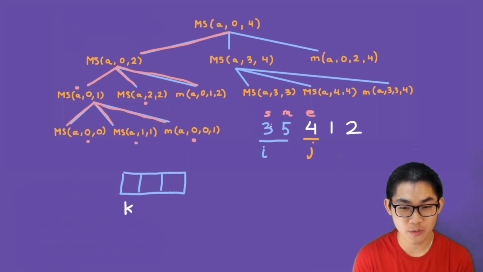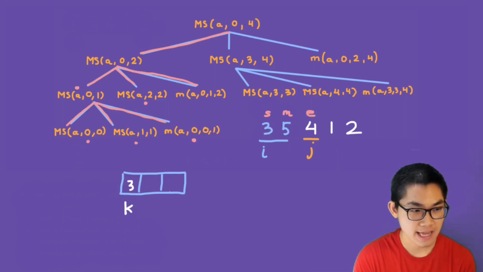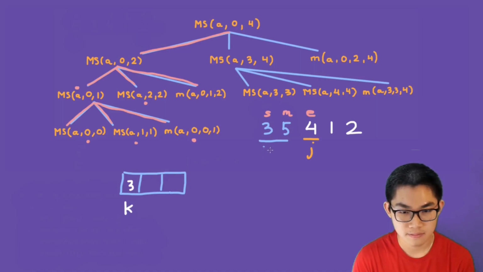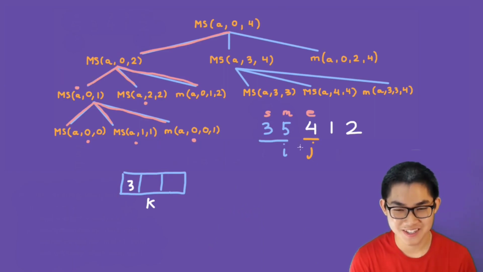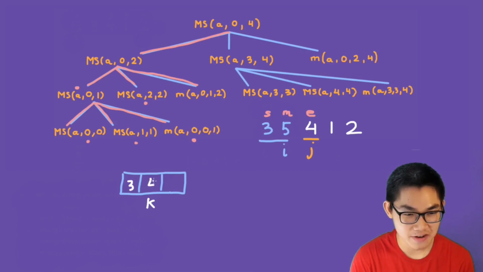smaller. Well, it's 3, so we're going to put 3 here, and then we move i up. Then we also move k up. We do the same thing, so which number is smaller? And j says, I have the smaller number, so we put 4 into here. Then we move j up. Then we also move k up.